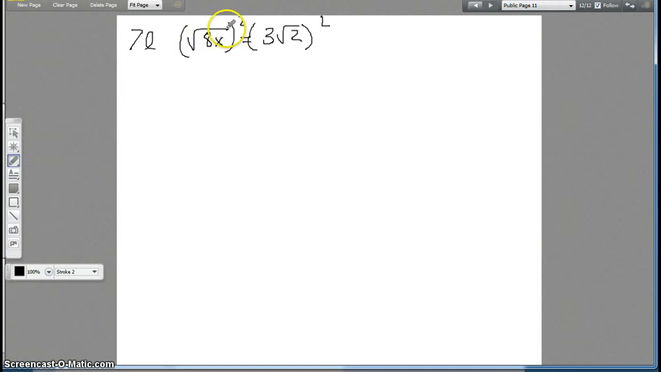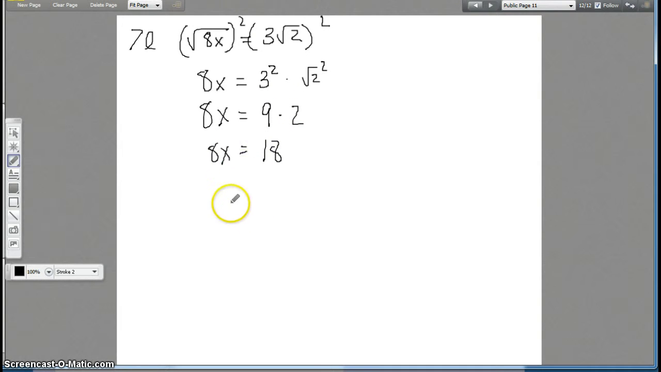So on the left side, the square of the square root of 8x is going to be 8x. On the right side, I'm going to have 3 squared times the square root of 2 squared. So we're going to have 8x is equal to 9 times 2, and 9 times 2 is 18. So we have 8x equals 18. So right now we are multiplying x by 8. To undo that, we need to divide by 8.